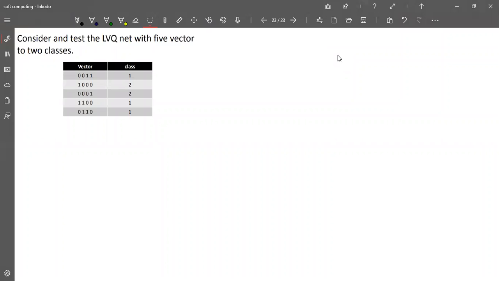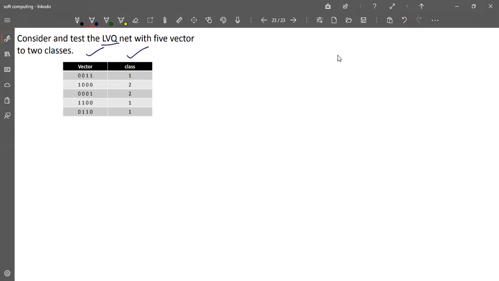Friends, in this video, let's see how to solve LVQ, that is learning vector quantization problems. So here we have given some 5 vectors and divided those 5 vectors having their respective classes.